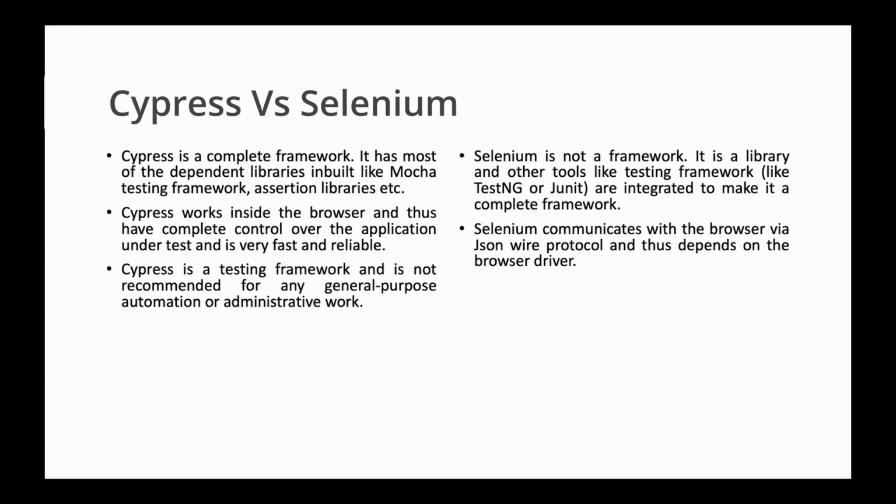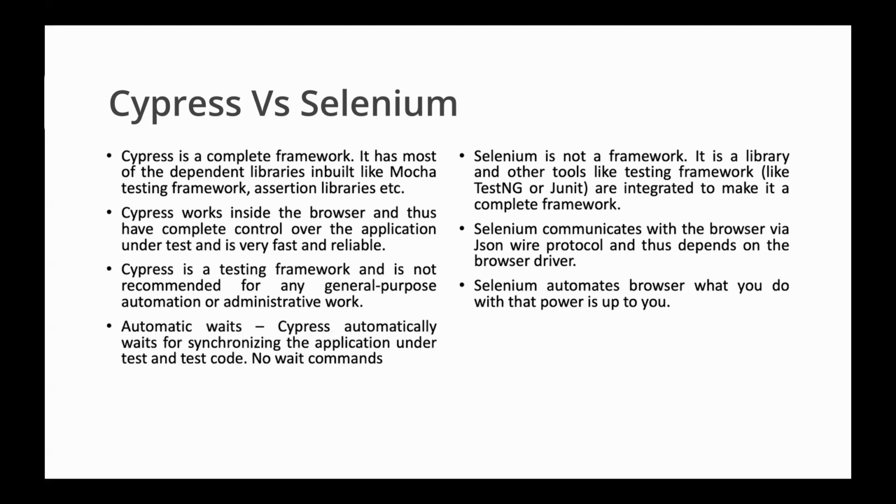Then Cypress is a testing framework and is not recommended for any general purpose automation or administrative task. Whereas Selenium, what it says is Selenium automates the browser. Now, what you do with that power is up to you. You can do administrative tasks like filling up a timesheet or many other automation tasks. Whereas Cypress is mainly focused on testing the application. It's built to test the application rather than doing any other administrative tasks.